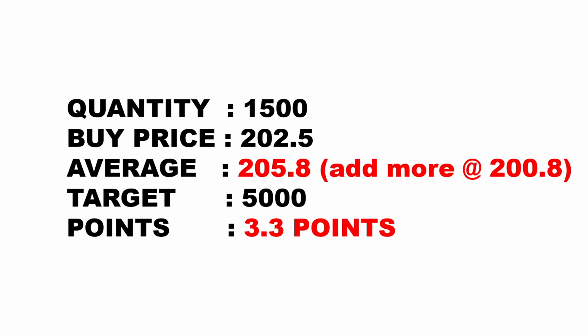If it again drops to 202.5 rupees, we will add 500 more. So our new average price become little more lower and our target become 3.3 rupees. So our chance of profit becomes higher. I hope you all understand the underlying concept of this strategy. This is absolutely for scalper who wants to exit at small profits. We should keep a strict stop loss before doing this.